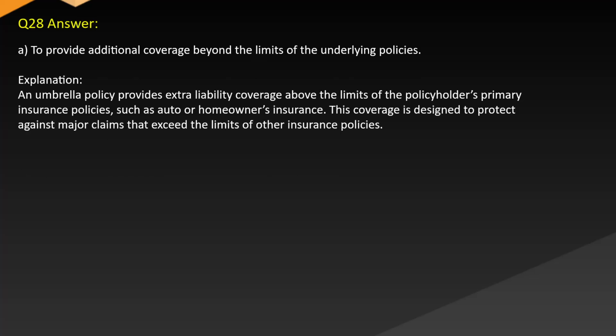Answer A. To provide additional coverage beyond the limits of the underlying policies. Explanation. An umbrella policy provides extra liability coverage above the limits of the policyholder's primary insurance policies, such as auto or homeowners insurance. This coverage is designed to protect against major claims that exceed the limits of other insurance policies.